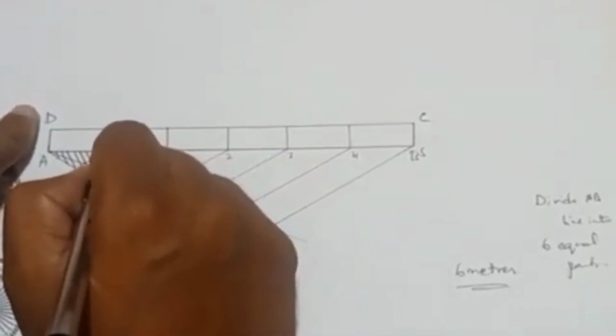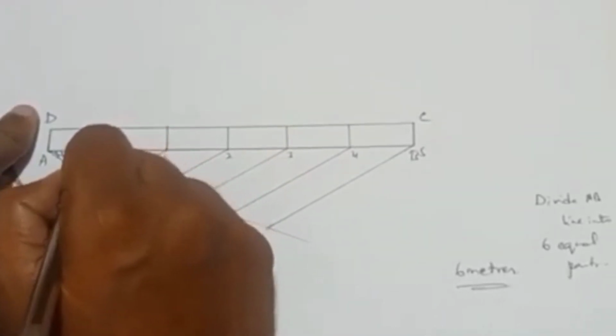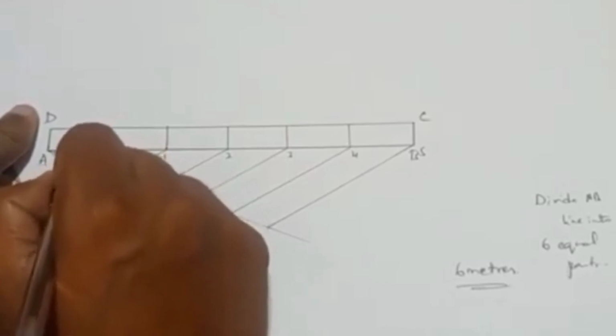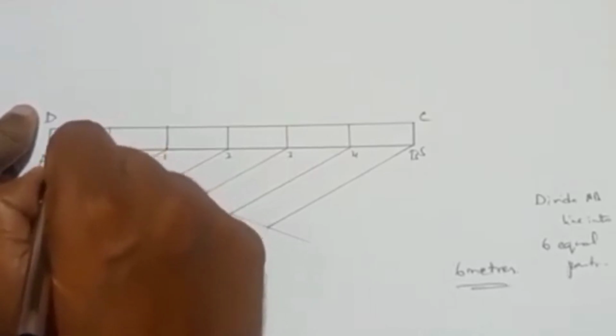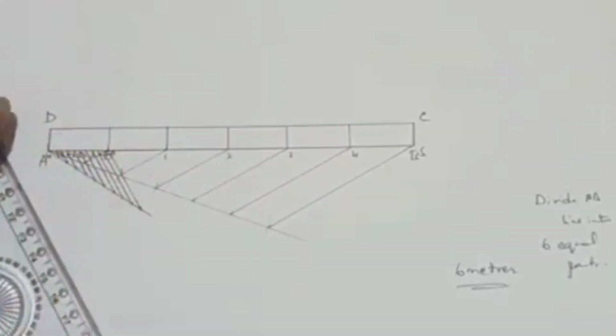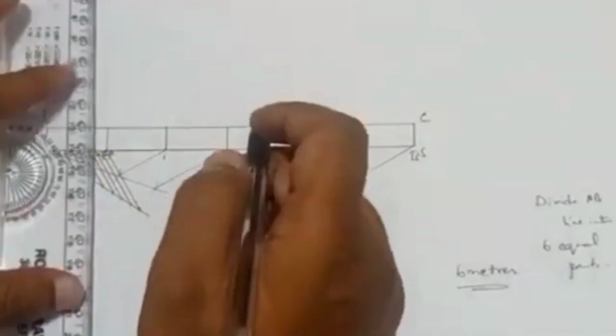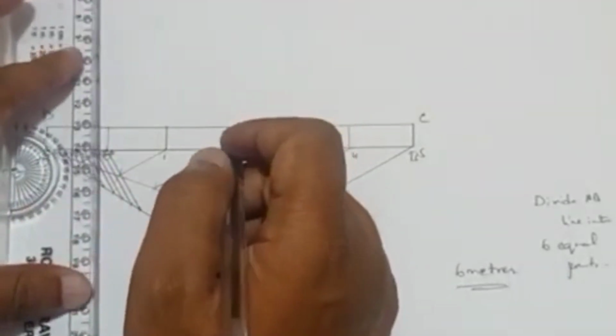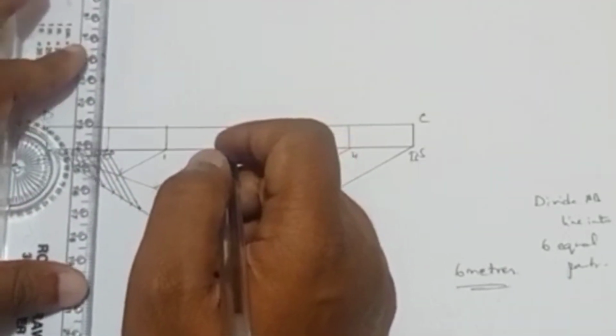I will be writing 0, 1, 2, 3, 4, 5, 6, 7, 8, 9, 10. So it is divided into 10 equal divisions. I will be drawing the vertical line using this roller scale.